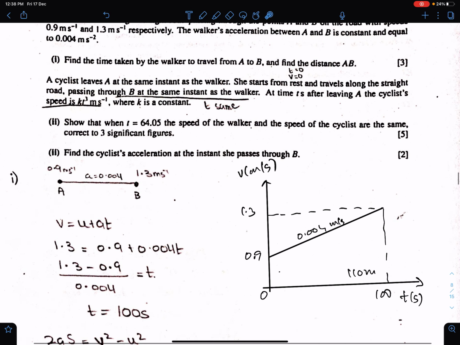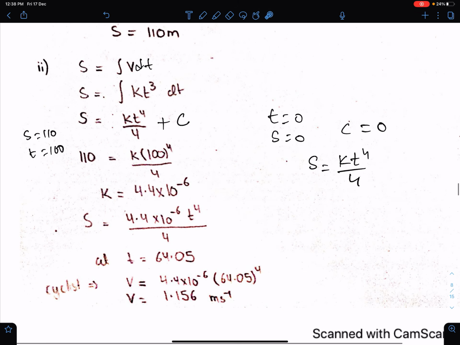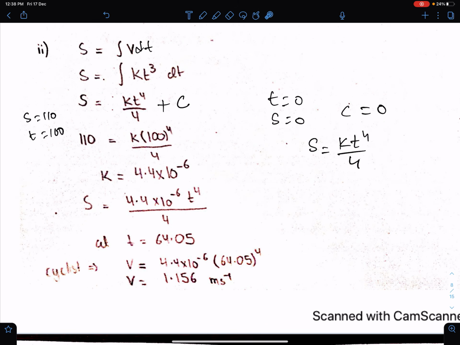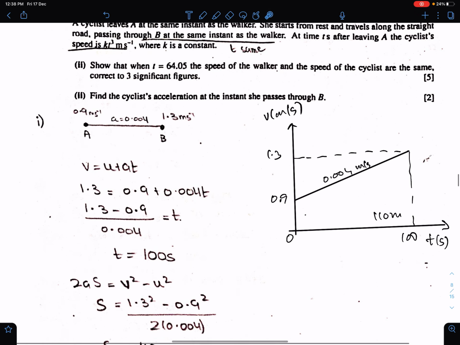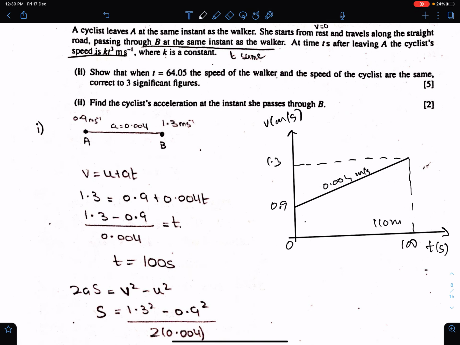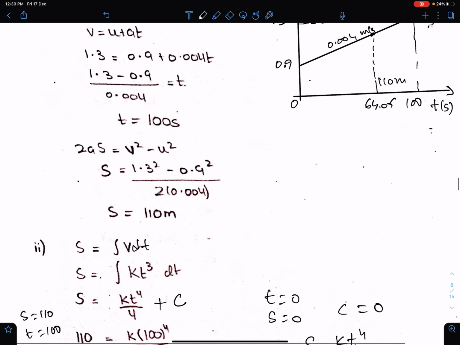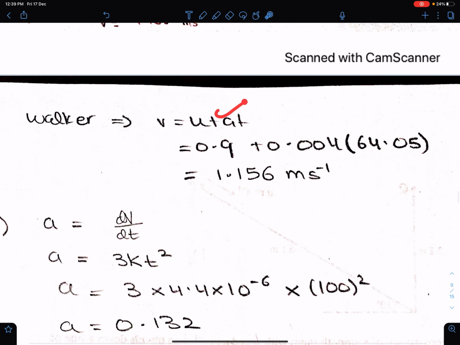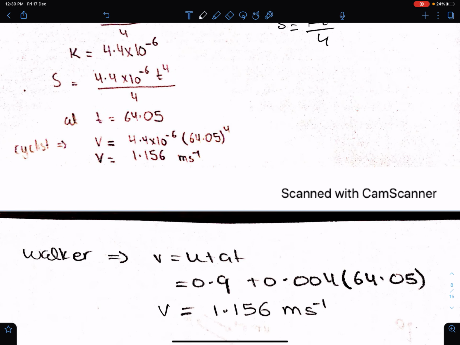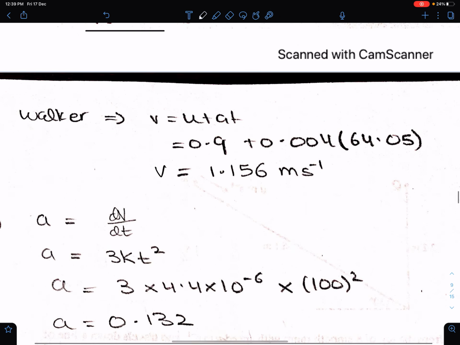Now the next part is, show that when t is 64.05, the speed of both will be the same. So we just need to put 64.05 into this equation first. So speed is 1.156. This is the speed of the cyclist. Now we need the speed of the walker. Let's suppose this is 64.05. So we can use the equation of motion and we can check the speed of the walker. So for the walker, use this equation and check the speed. Both have the same speed at t = 64.05. Shown.